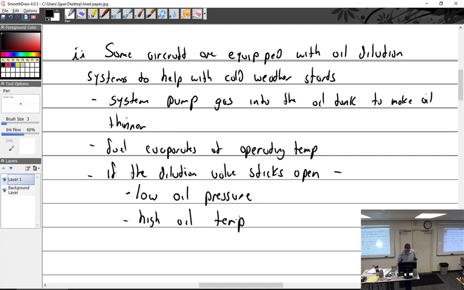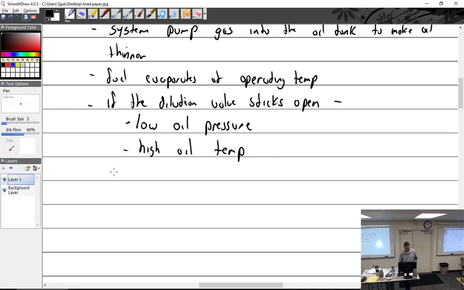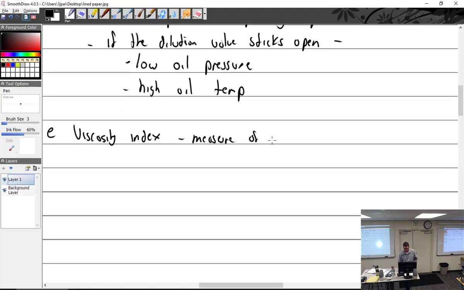Let's see. I do have a thing called viscosity index, which is a little different than what you think. That's a measure. I don't think they tell us this. Measure of oil's ability to maintain the same viscosity at different temps.